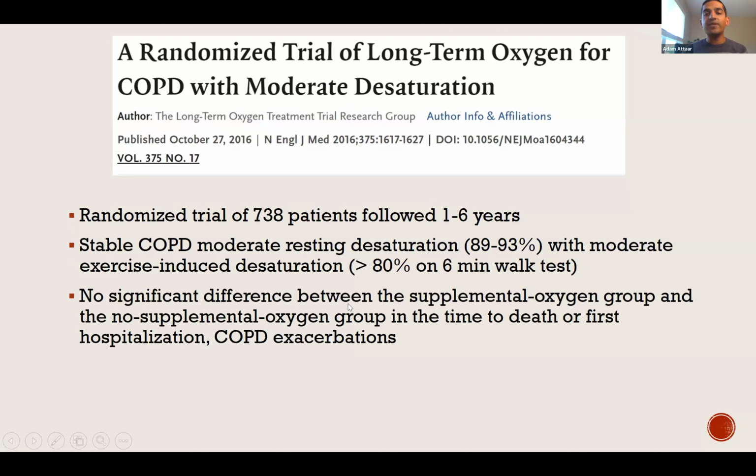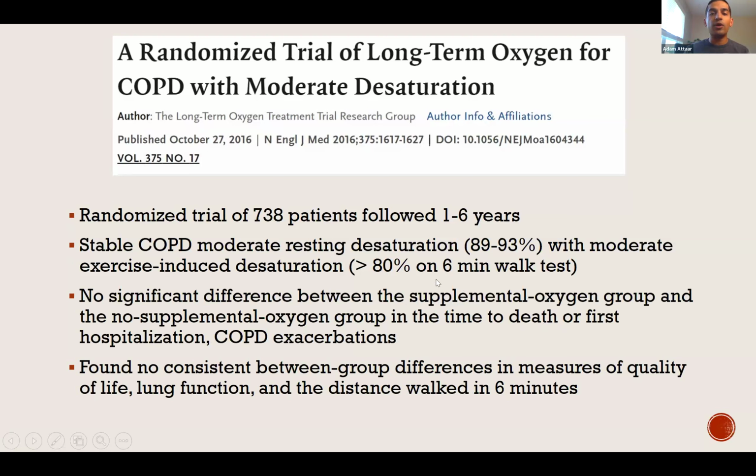The overall finding from this study was that supplemental oxygen in these groups did not affect mortality. It did not reduce hospitalizations, and it also did not reduce the rates of exacerbations. Furthermore, looking further at the data, they did not find changes in quality of life, lung function, or the distance the patient can walk in 6 minutes.